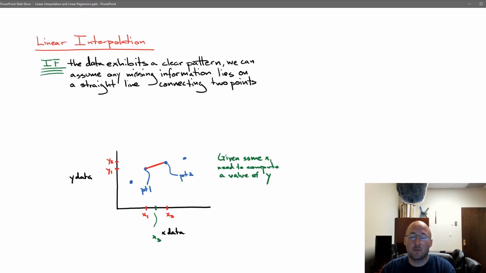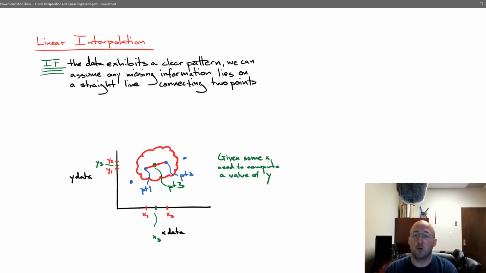That's the unknown. So what I'm going to do is I'm going to connect points 1 and 2 with a straight line. Once I do that, I can place a dot on that straight line, and that's going to have the x and y coordinates of x3 and my predicted y value. I'm going to call that point 3, and there we go, there's my y3.